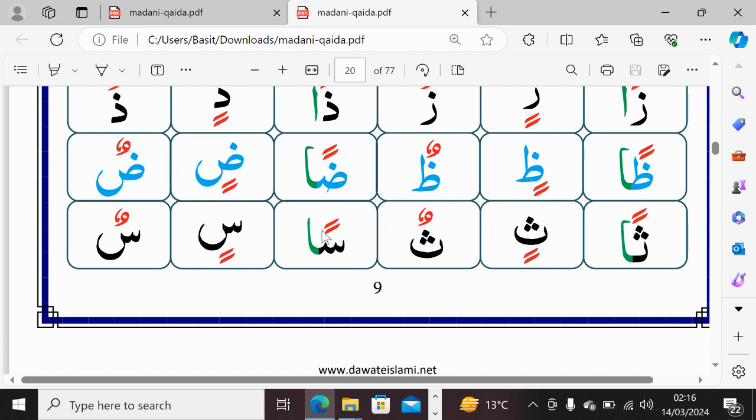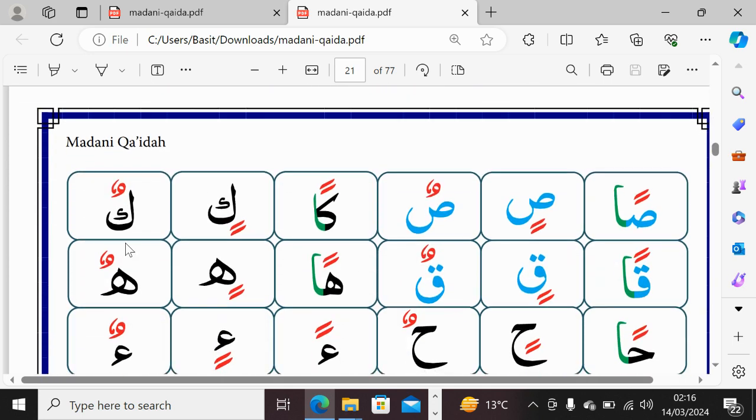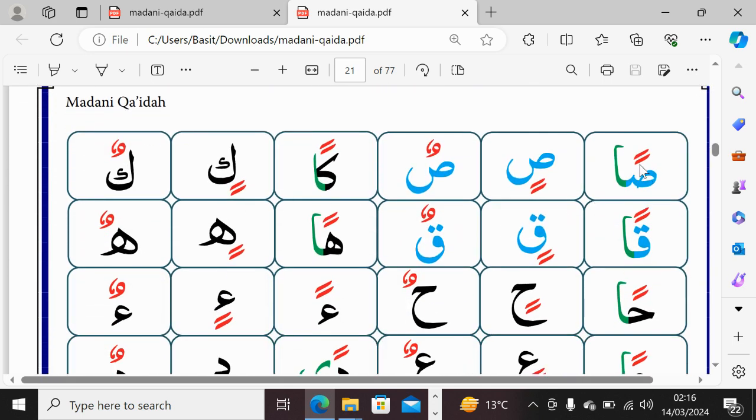Sin two zabar san. Sin two zer sin. Sin two pesh sun. San sin sun. Swad two zabar swan. Swad two zer swin. Swad two pesh swun. Swan swin swun.